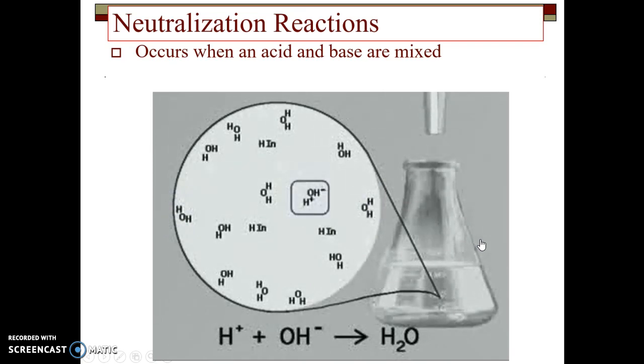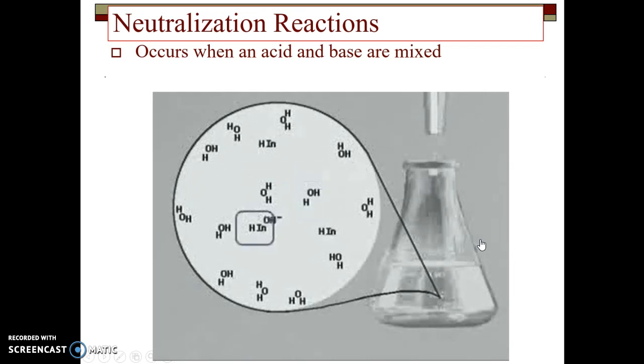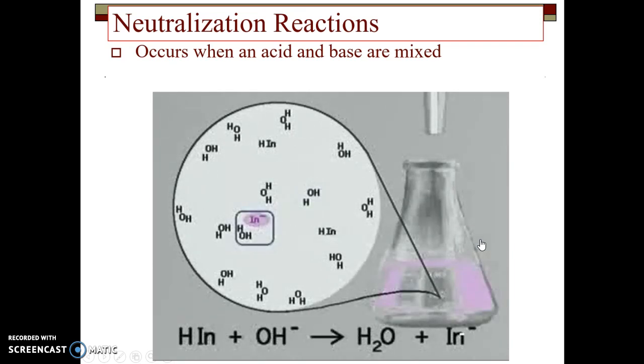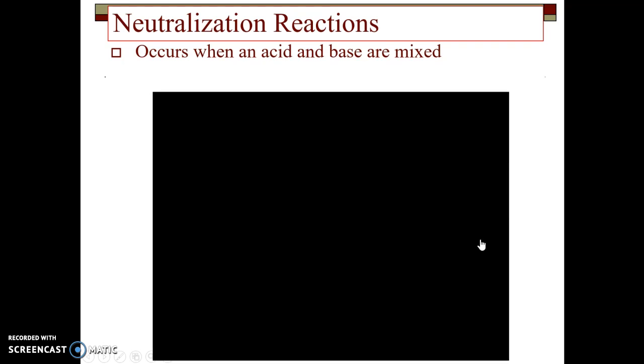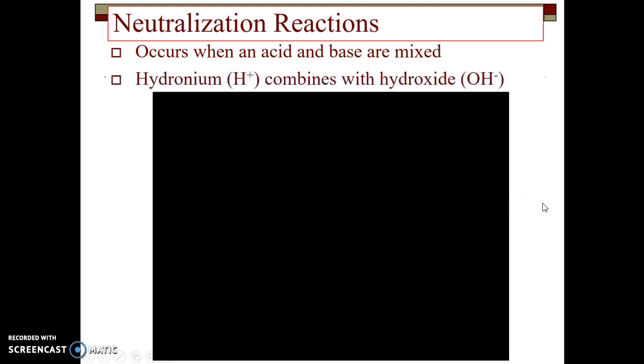So we keep going until there are no longer any H pluses left. At the point when there are no longer any H pluses left, we know that we're neutralized, and we would have to stop adding the base. Now, if we kept going too far, then it would be basic. So we would need to know when to stop, and that can be a little bit tricky. Just to summarize what was happening here, the hydronium, the hydrogen ion from the acid, combines with the hydroxide from the base, and we get water.